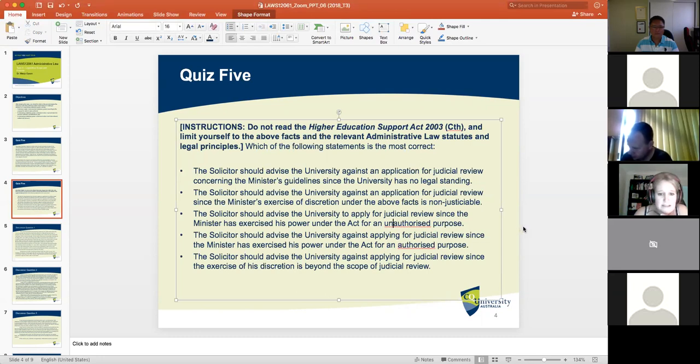Or E, the solicitor should advise the university against applying for judicial review, since the exercise of his discretion is beyond the scope of judicial review. Thank you.